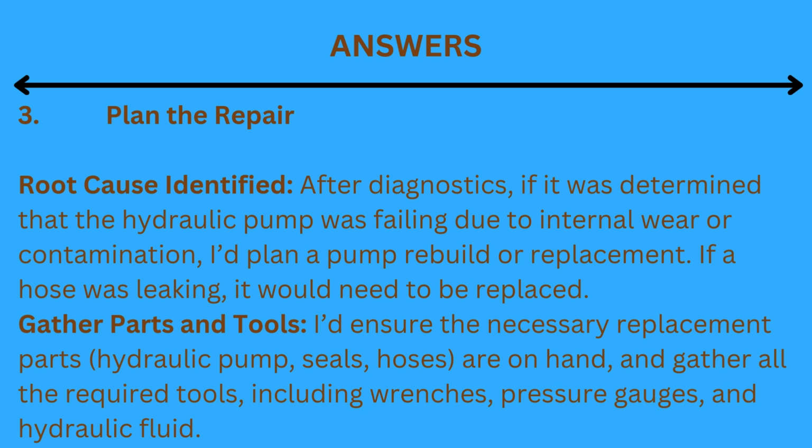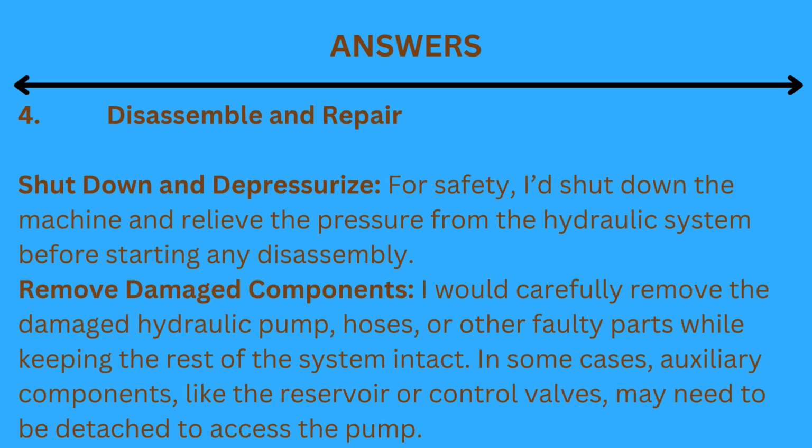Gather parts and tools. I'd ensure the necessary replacement parts, hydraulic pump, seals, hoses, are on hand, and gather all the required tools, including wrenches, pressure gauges, and hydraulic fluid. 4. Disassemble and repair. Shut down and depressurize. For safety, I'd shut down the machine and relieve the pressure from the hydraulic system before starting any disassembly.